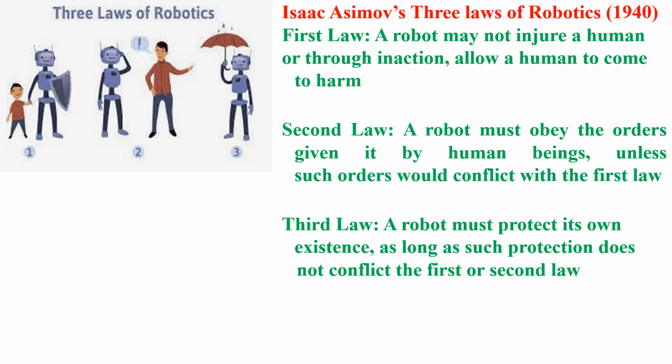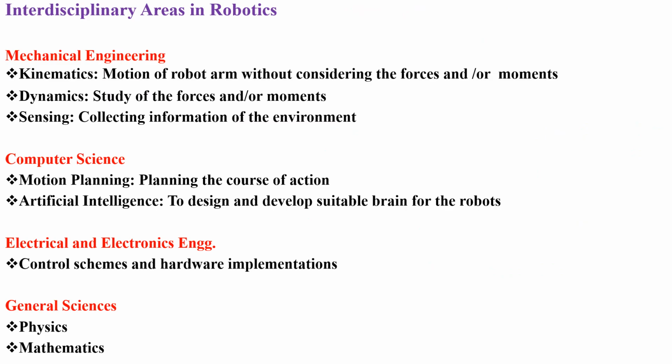And the third one is the robot should protect its own existence. So whenever you make a robot, you have to follow these rules so that when it goes into industry, you will get acceptance for that robot. And these are the interdisciplinary areas.